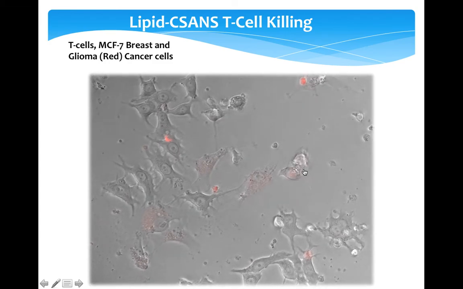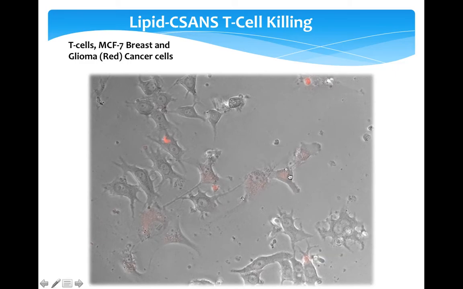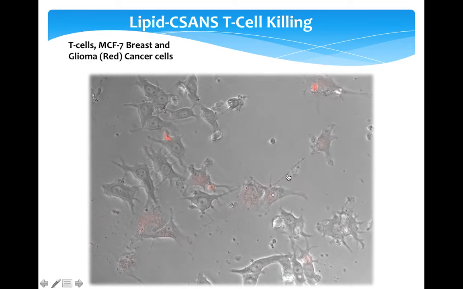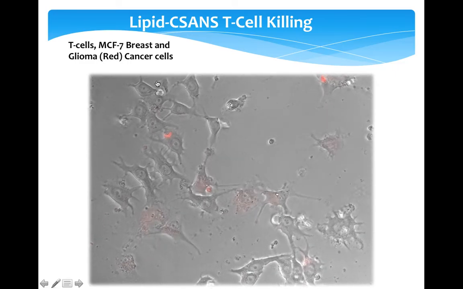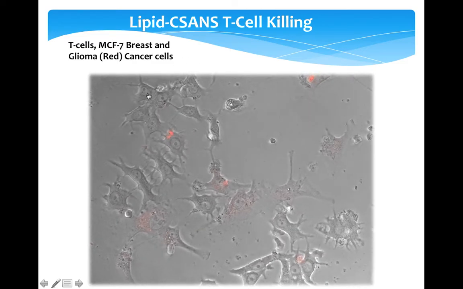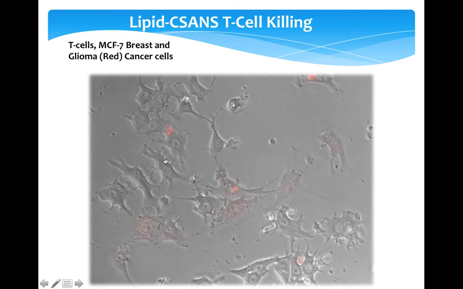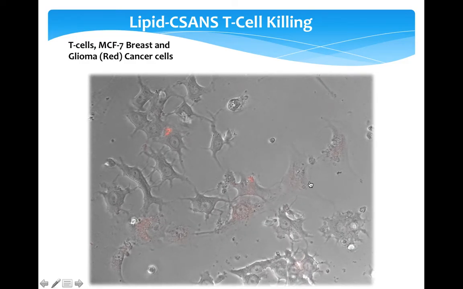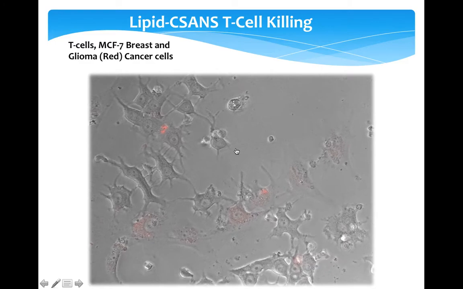This cell right here is dividing. Did you just see that? This brain cancer cell just divided. And now this group of cells up here that's not labeled are breast cancer cells. So there's two different types of cells that are here: brain cancer cells and breast cancer cells.